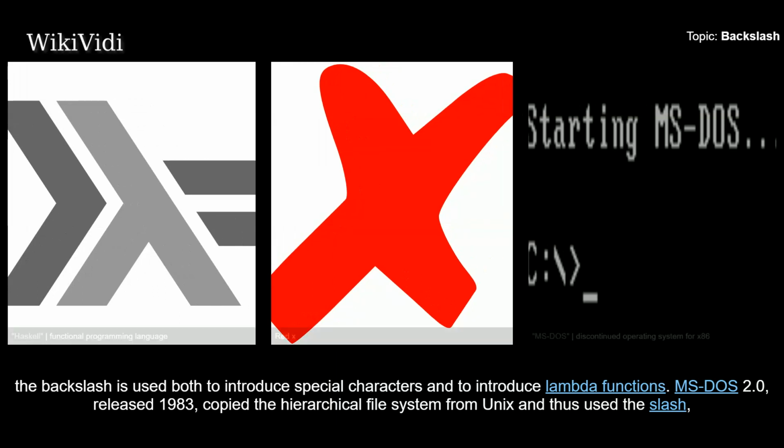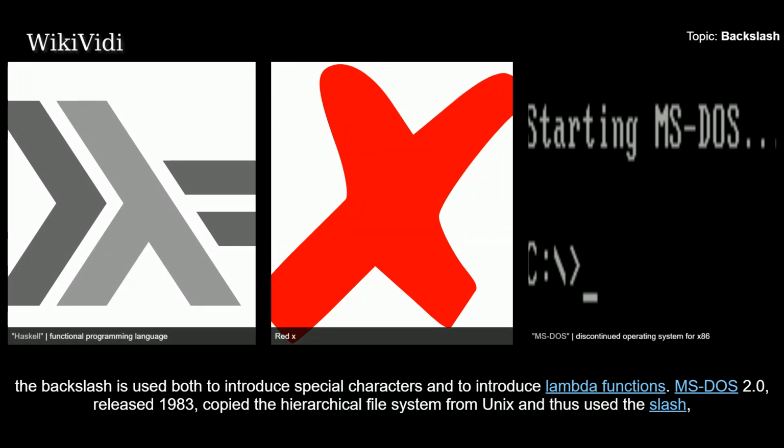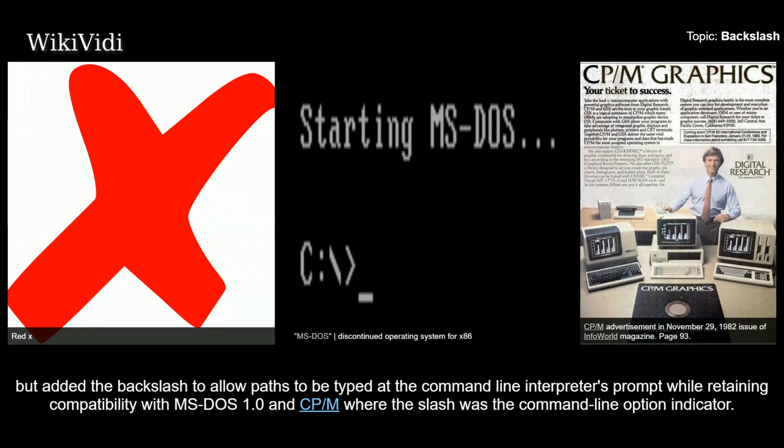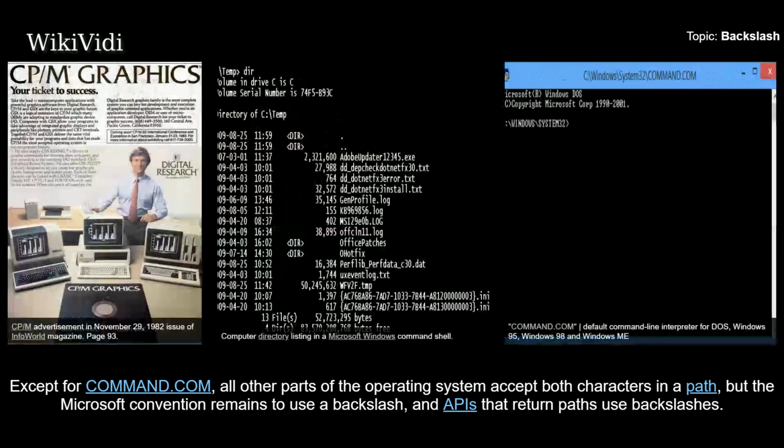In Haskell, the backslash is used both to introduce special characters and to introduce lambda functions. MS-DOS 2.0, released 1983, copied the hierarchical file system from Unix and thus used the slash, but added the backslash to allow paths to be typed at the command line interpreter's prompt while retaining compatibility with MS-DOS 1.0 and CP/M, where the slash was the command line option indicator. Except for command.com, all other parts of the operating system accept both characters in a path, but the Microsoft convention remains to use a backslash, and APIs that return paths use backslashes.